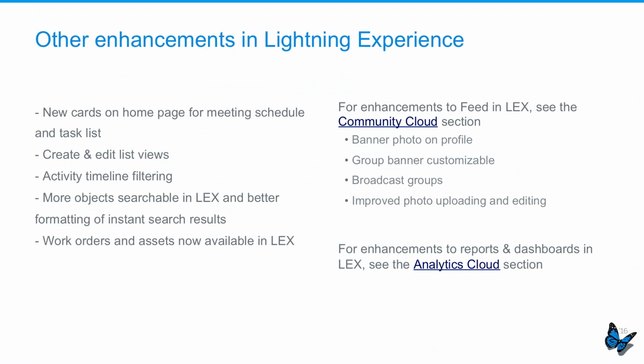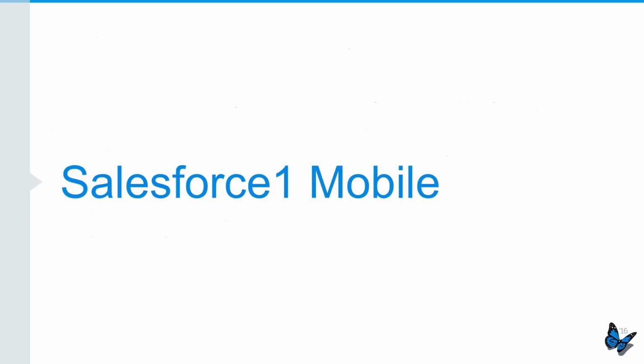So other enhancements in the Lightning experience are that you can create and edit list views. There's activity filtering on the timeline, and more objects are now searchable in the Lightning experience, so the formatting winds up being much better for your search results. We've also got a new object I'll talk about a little bit later called work orders, and that's available in the Lightning UI, as well as assets, which has also been brought over to the Lightning UI experience. Some enhancements on the Community Cloud, we'll talk about those a little bit later, so I'm not going to go into detail here. We'll just forge ahead and go on to Salesforce Mobile.